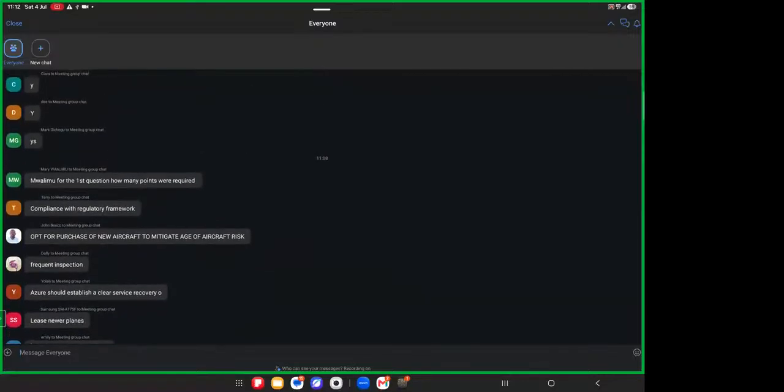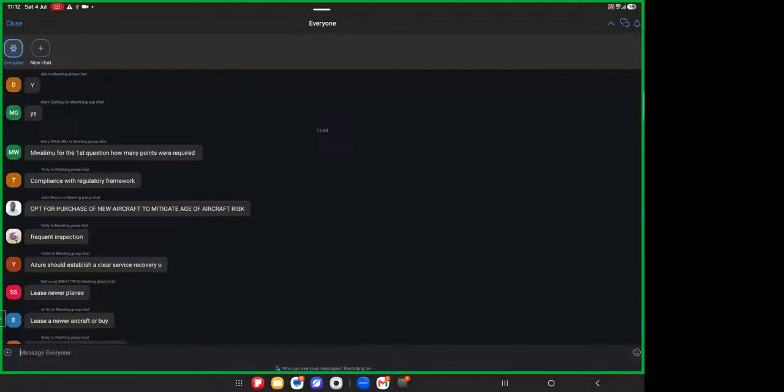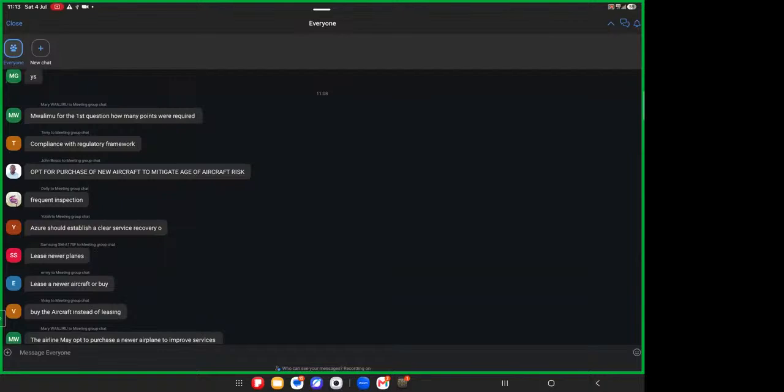So I'll start from the very first. How many points were required? Of course, you're putting there 9 marks. For ACCA, these are very good questions. If you have 4 good points, the question should have been like 8 marks, but ACCA has its way of marking, so they mostly put odd numbers of marks. Terry says we can mitigate this through compliance with the regulatory framework. Opt for purchase of a new aircraft to mitigate age of aircraft risk.